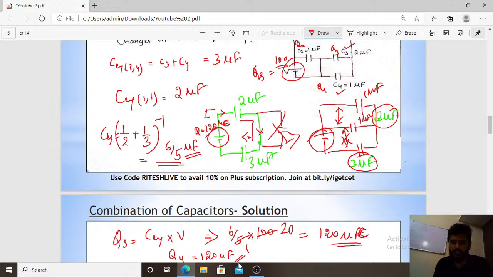So one answer I got, and the other one is Q dash. I will take Q double dash, and this value is also 120 microfarad. Okay. But the 2 microfarad is nothing but a combination of these two.